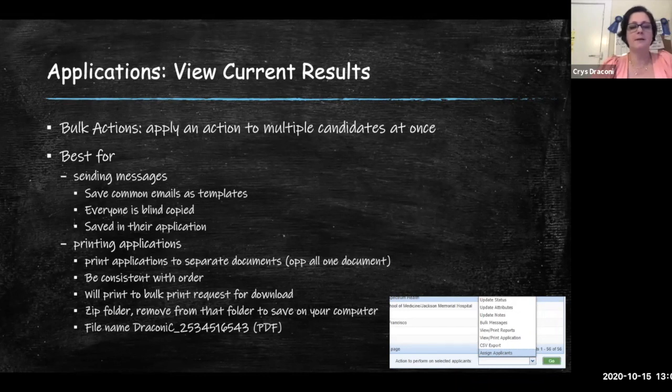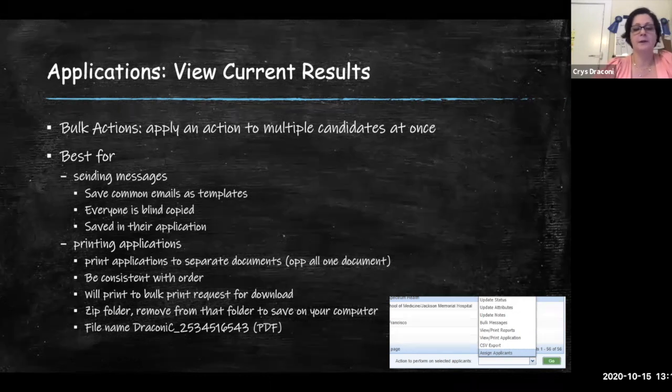Then when you hit print, a little message comes in that says, your job has been sent to the bulk print request. Please check for that. And I'll talk more about that in detail at the end of all this. But what happens is it gets put in a zip folder, and you have to remove the files from that zip folder and then put them in a folder so you can actually do something with them.